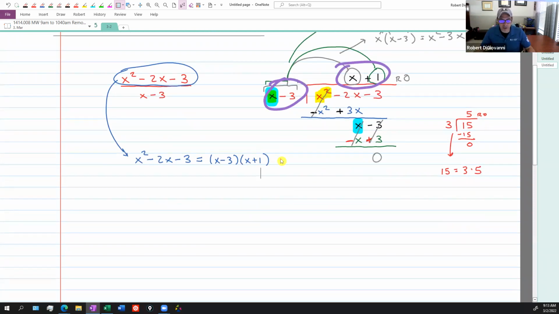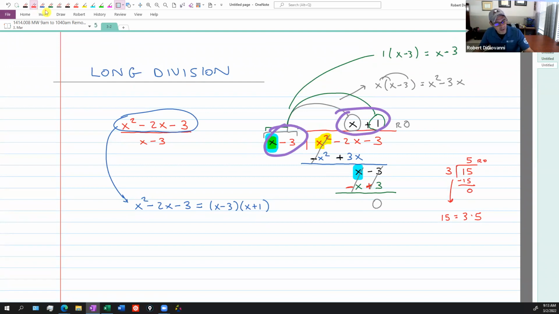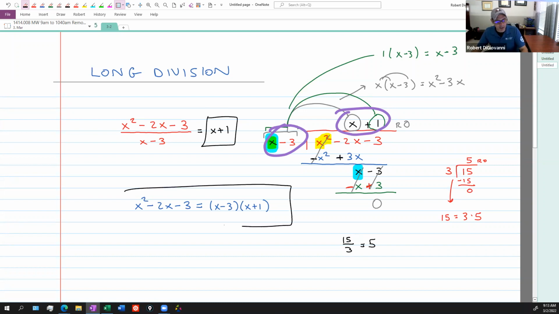I mean, the answer to the problem here, if someone were to ask you to take this and divide it by this, your answer would just be what we got up here, x plus 1. Just like if I asked you what's 15 divided by 3, your answer would be 5. So the answer is this. However, this is the big takeaway, that it gives us a way to factor. Understand?